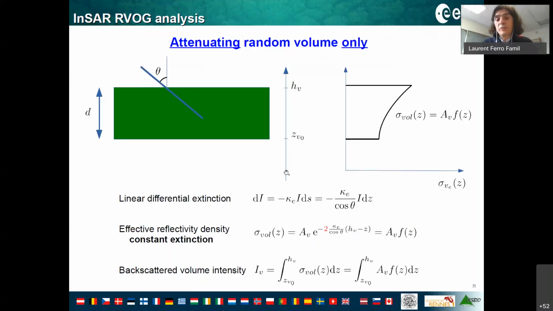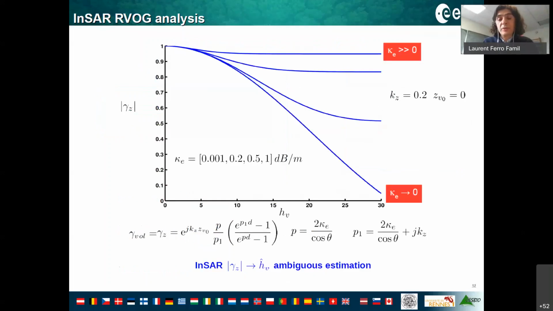And this is a differential equation. When you solve it, you end up with an exponential shape for the reflectivity. So when you consider a constant extinction, you end up with this exponential-like reflectivity distribution in elevation. Of course, if you want to calculate the total intensity scattered by the volume, you just need to integrate this function, and you get the intensity. And the nice thing is what happens when you insert this into the expression of the coherence. You end up with a two-term expression. It starts to be a little bit harder to analyze the analytical expression.